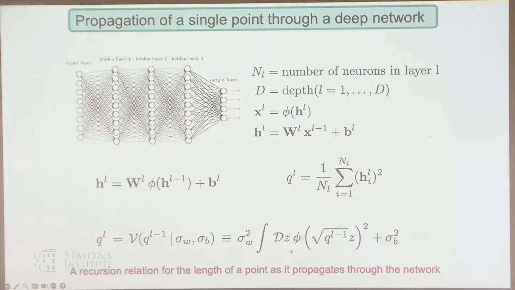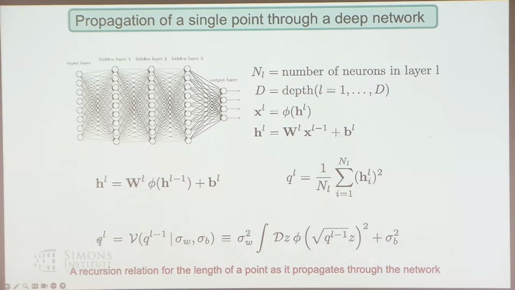Roughly what this is doing is integrating over the Gaussian distribution of weights, multiplying by the variance of the weights, and adding in the biases. This Dz is just an integral over a standard normal variable, so a Gaussian random variable with zero mean and unit variance. So this is a perfectly simple deterministic recursion relation.